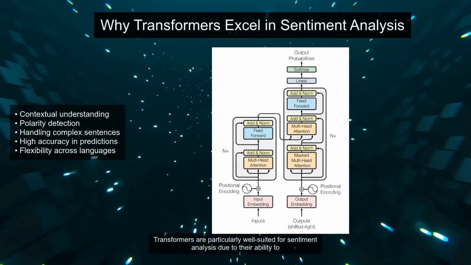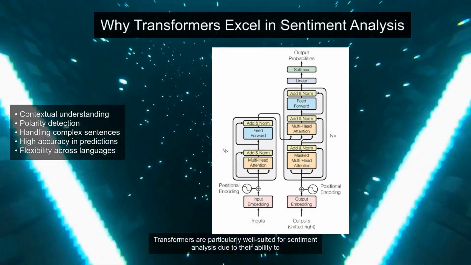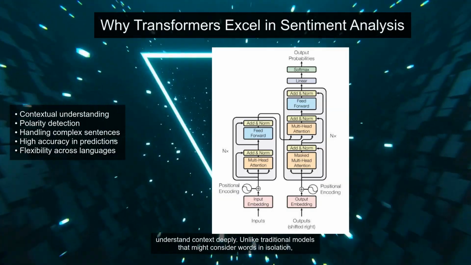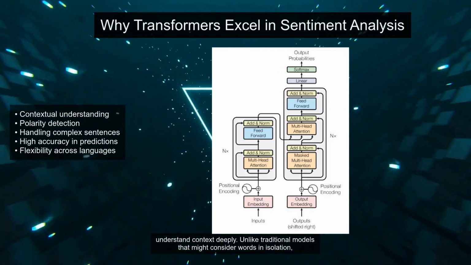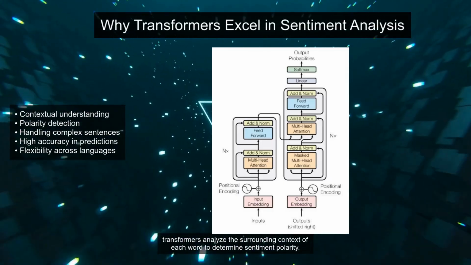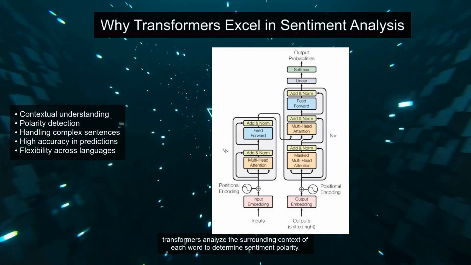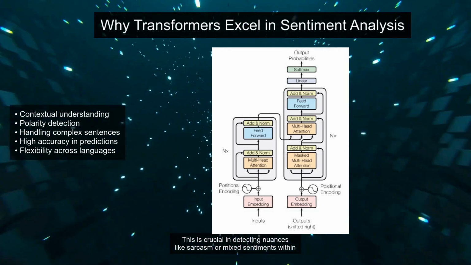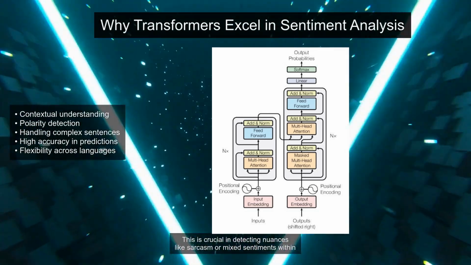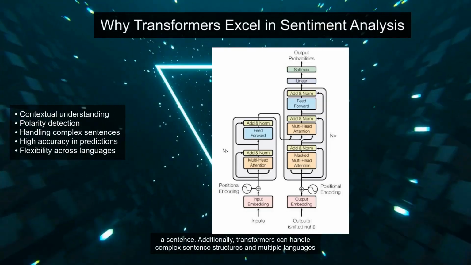Transformers are particularly well suited for sentiment analysis due to their ability to understand context deeply. Unlike traditional models that might consider words in isolation, transformers analyze the surrounding context of each word to determine sentiment polarity. This is crucial in detecting nuances like sarcasm or mixed sentiments within a sentence.